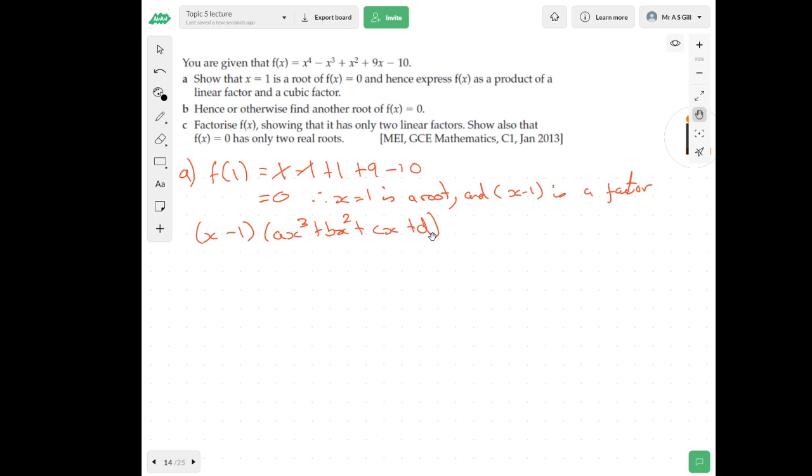And now we're going to use the same ideas to go through and find a, b, c, and d around comparing coefficients. Again, we could do polynomial long division. It's just personal preference. Straight away we can find that a is 1 and d is 10, because they're the only way we get 1x to the 4 and negative 10 when we multiply these out.